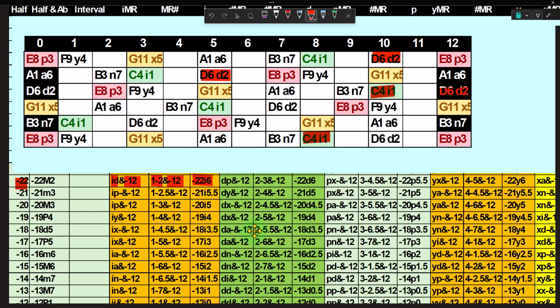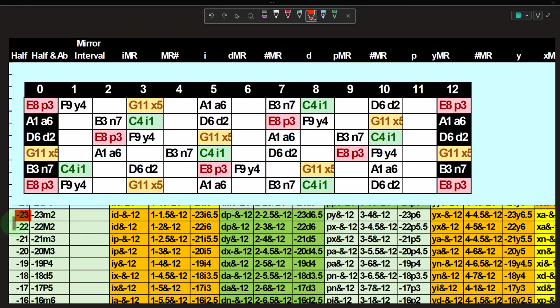All right, let's do the next one. Now let's go back 23, and let's see, we're going to go back. Let's try from the Phrygian this time. 23 back from the Phrygian. So I'm on the Phrygian, 23 back from it.